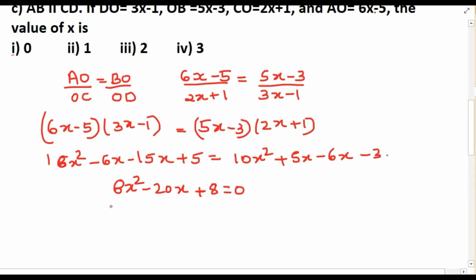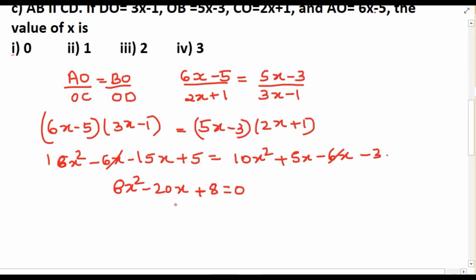Now we need to solve this. When I simplified, I got 8x squared minus 20x plus 8 equals 0. 18x squared minus 10x squared is 8x squared. Again, this minus 6x cancels. Minus 15x minus 5x is minus 20x. And that minus 3, when I took it to the other side, becomes plus 8.